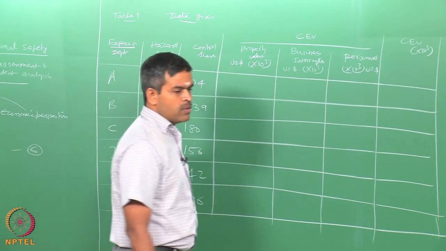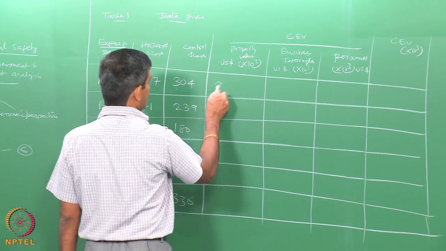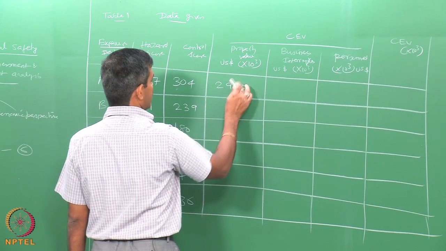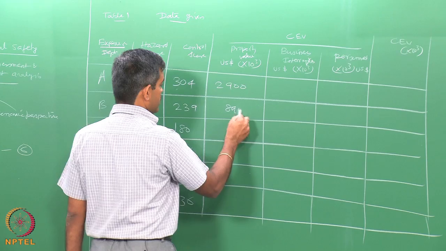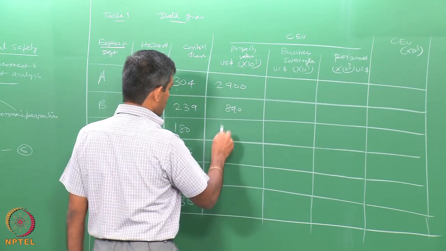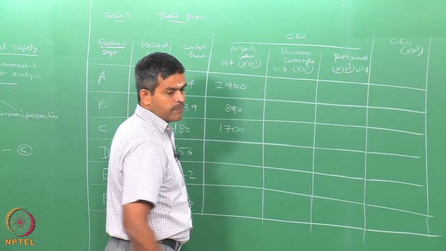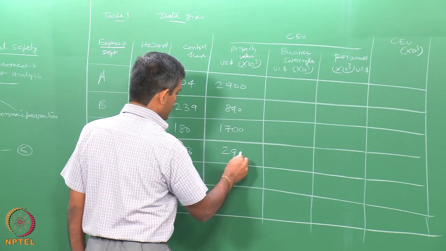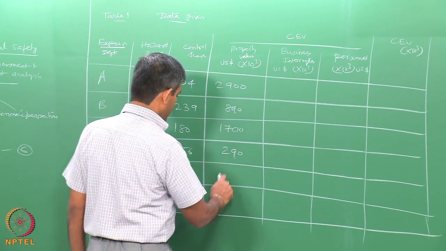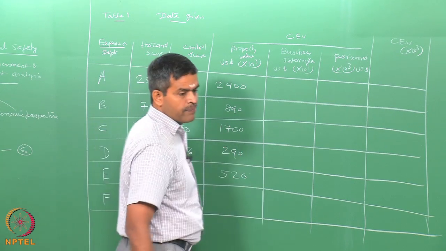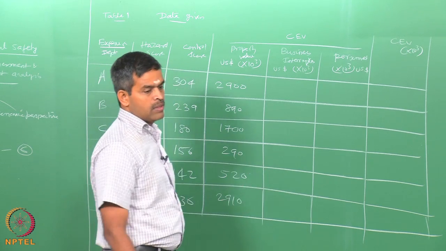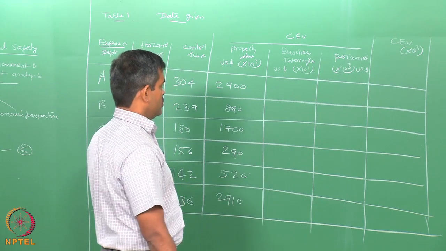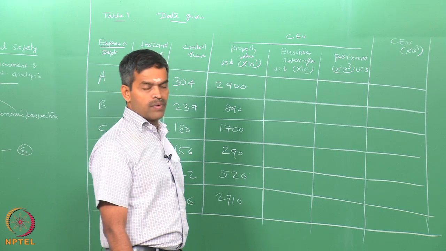Then the property value is given, again in US dollars, 2900 × 10^3, that is the asset value, then 890, then 1700, then 290, then 520 and 2910.